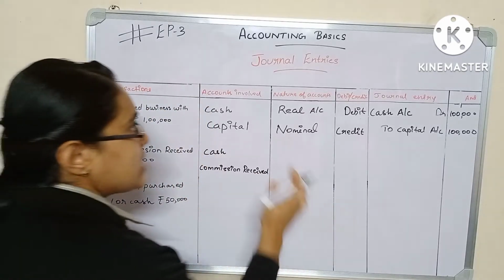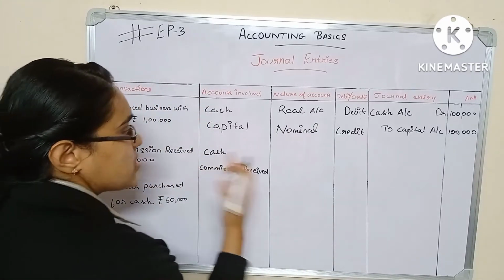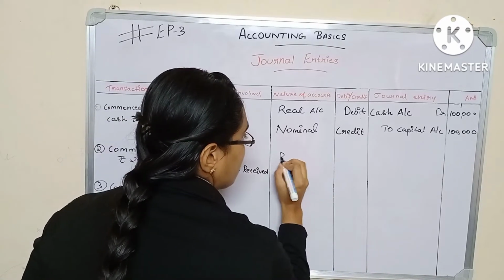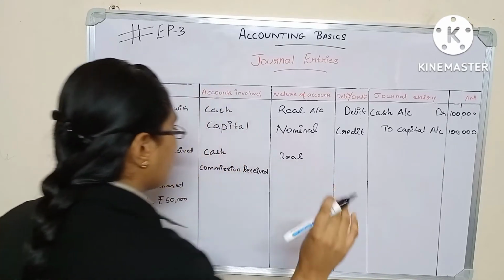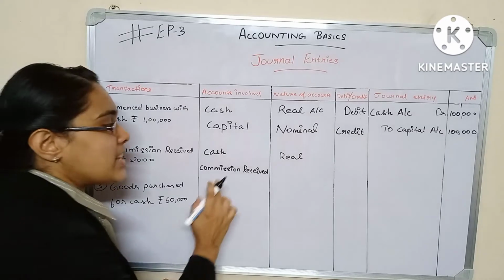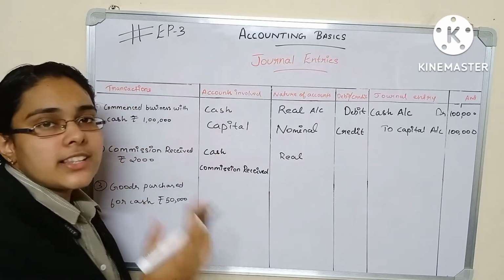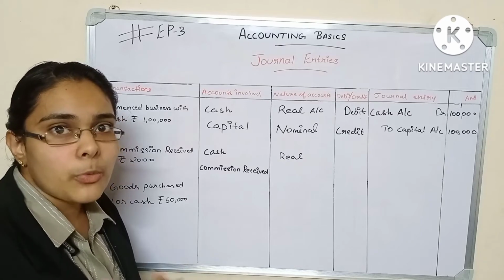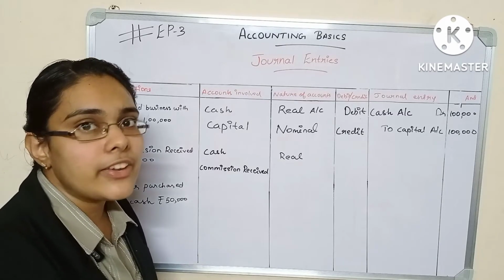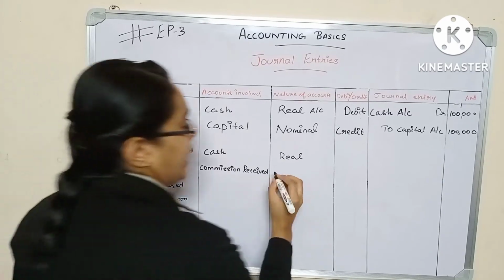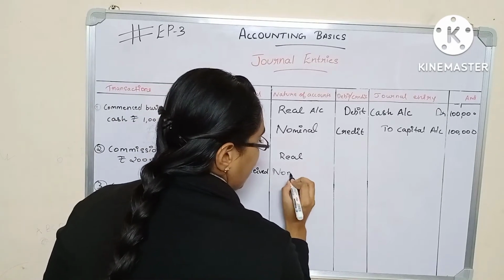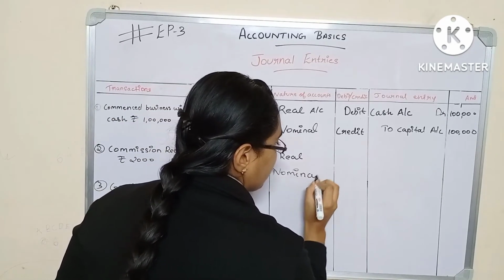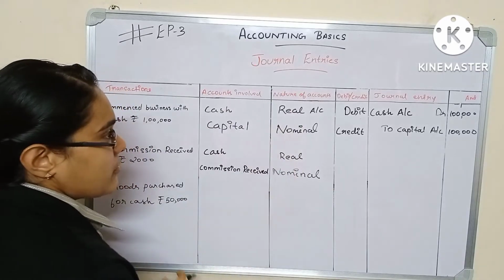Now analyze the nature of accounts involved here. Cash is a real account. You can touch it. Next one is commission. Commission is a nominal account. Something that you receive for some job you have done, and for that you are receiving commission. So, it's a nominal account.